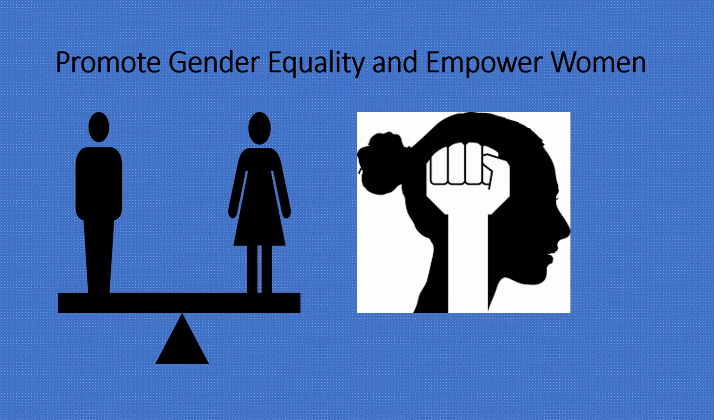Number 3, to promote gender equality and empower women. It is important to promote the total and equitable participation of both men and women in efforts aimed at improving poverty reduction, food security, and sustainability of rural development. Without gender equality, the economic and social improvement for rural women and food security cannot be achieved.